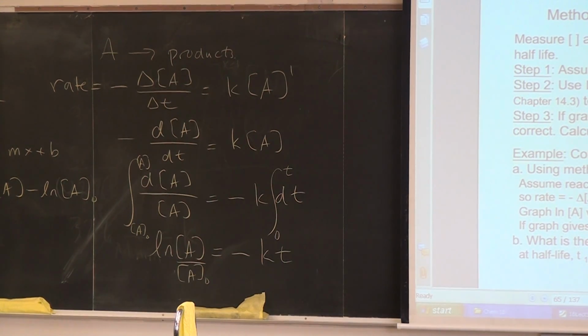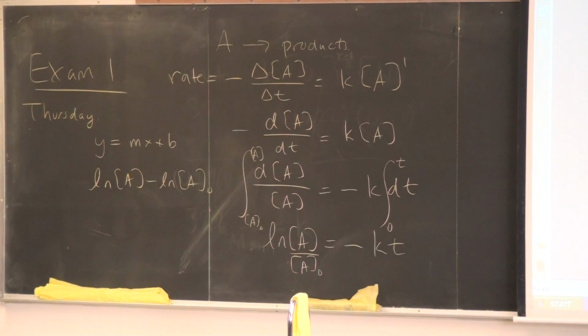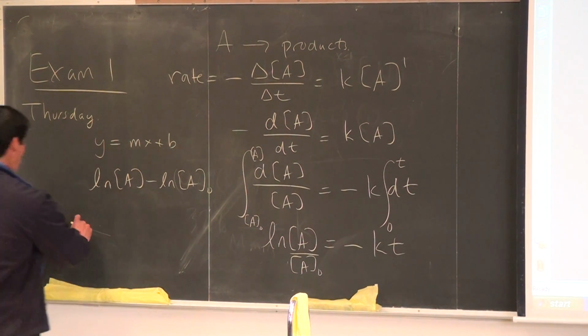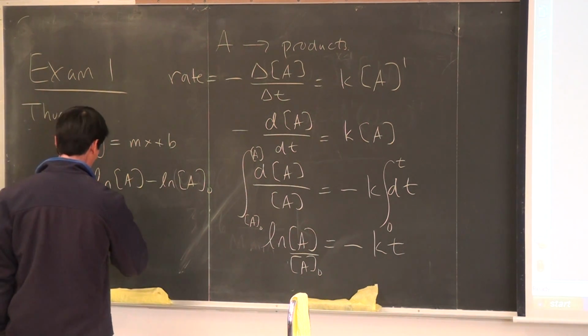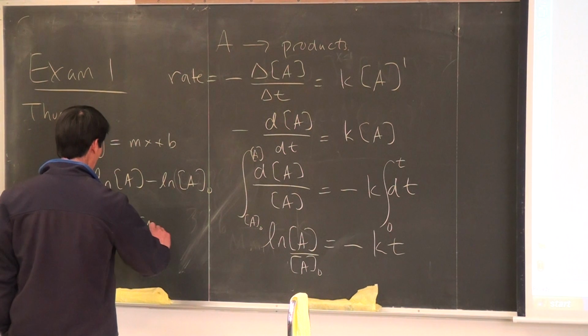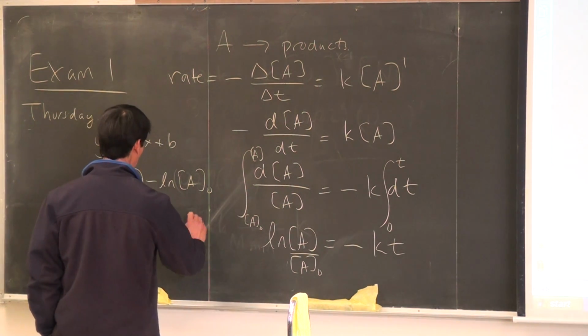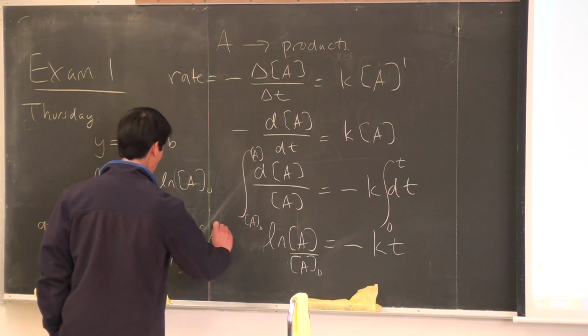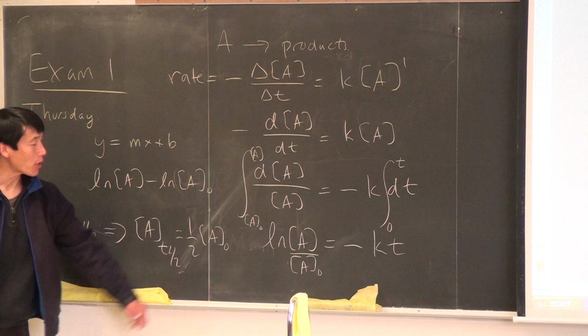Okay, so let's plug in what we talked about with half-life and see if we can derive a half-life for a first-order reaction. At T1 half, we know that A at T1 half is equal to 1 half A naught. So plug this into this equation and tell me what you get.